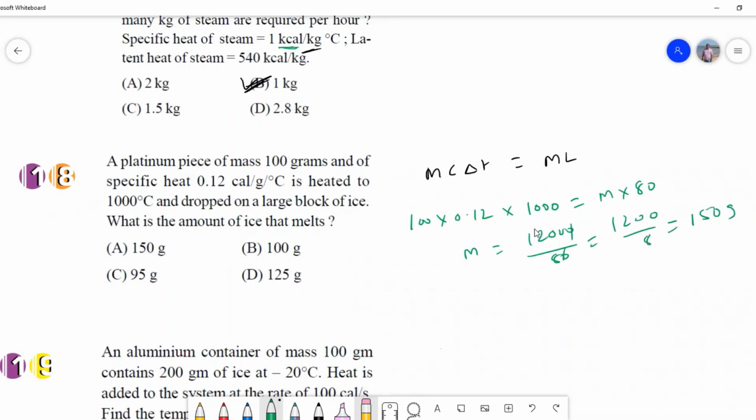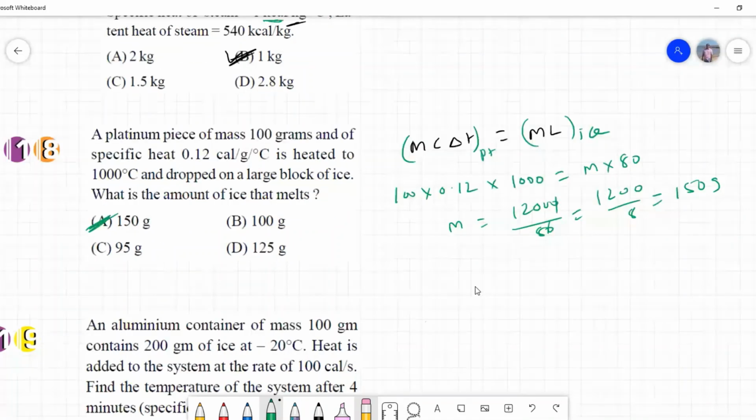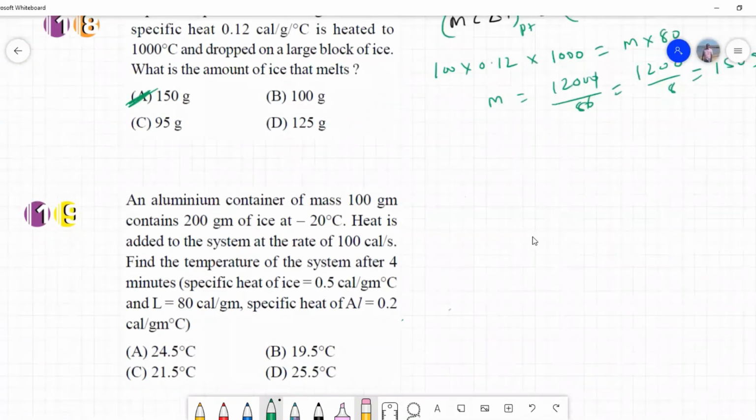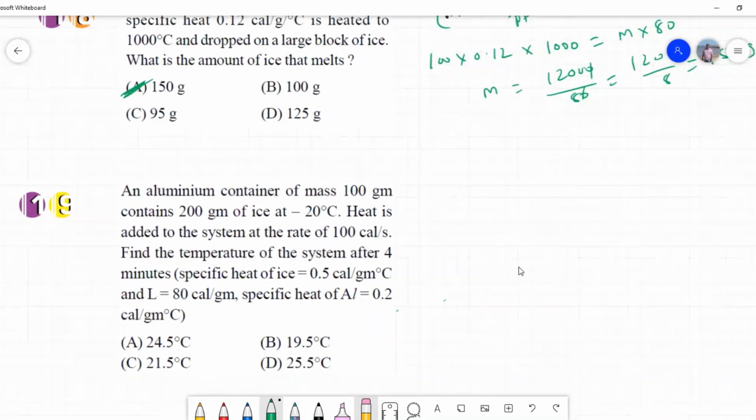So the answer for this question is 150 grams. A very simple problem. Heat lost by solid, this is for platinum, and this is for ice. Now let's move on to the next problem, number 19.